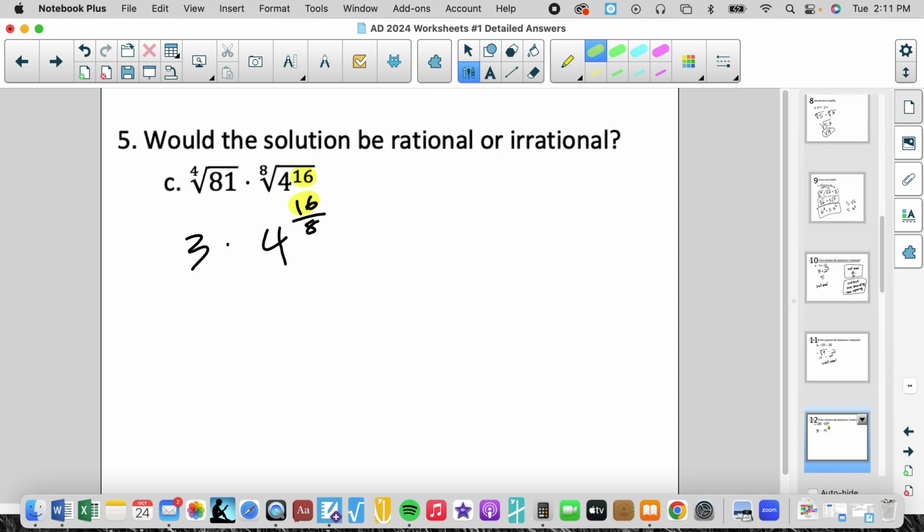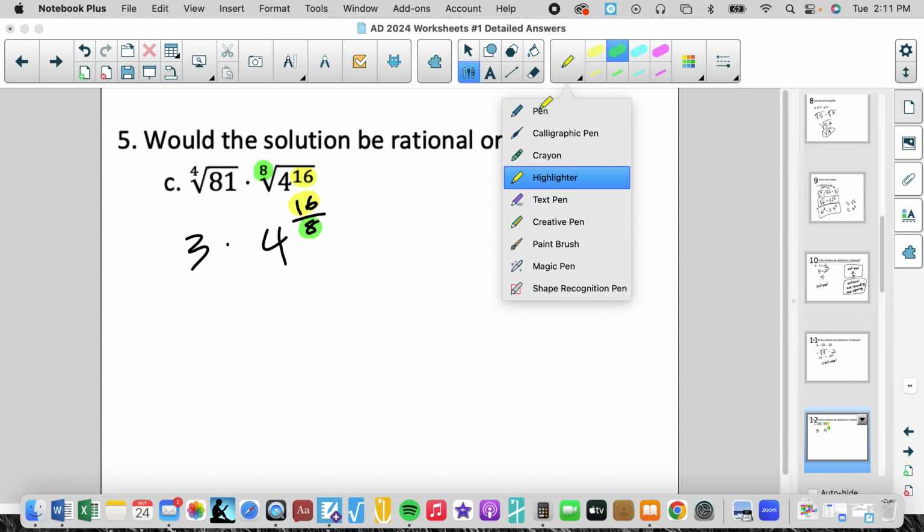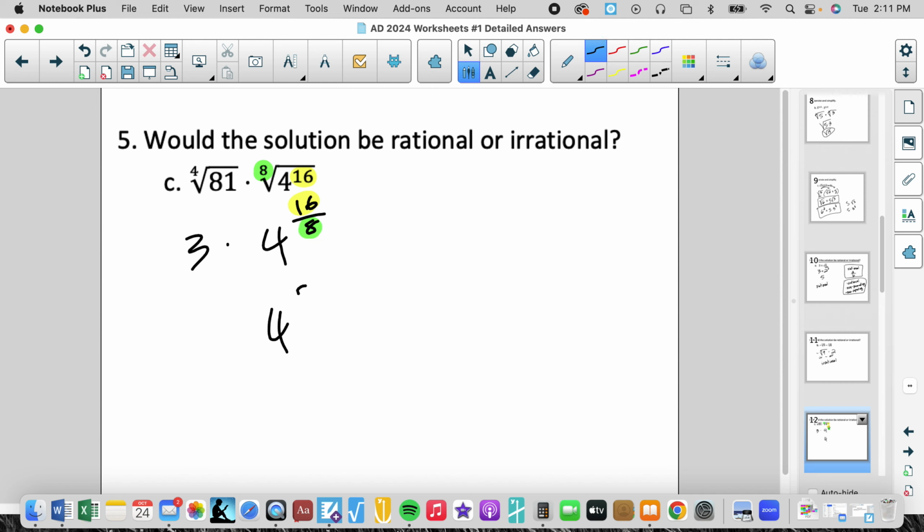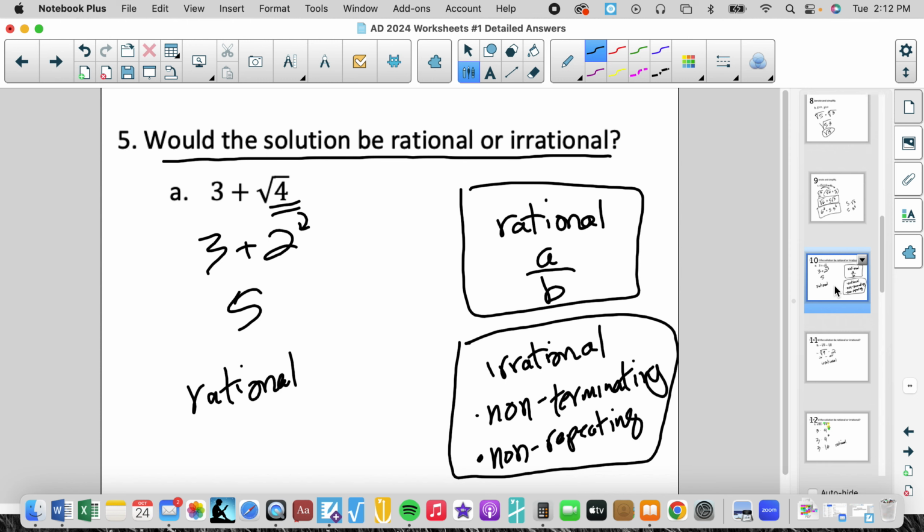Numerator is the power, and radical is the denominator. And we can simplify that. That's the cool thing. That equals 4 to the second, which equals 16. And we get 3 times 16, which will give us a rational number. Any number that we can write as a quotient. Let's go back to this, irrational.